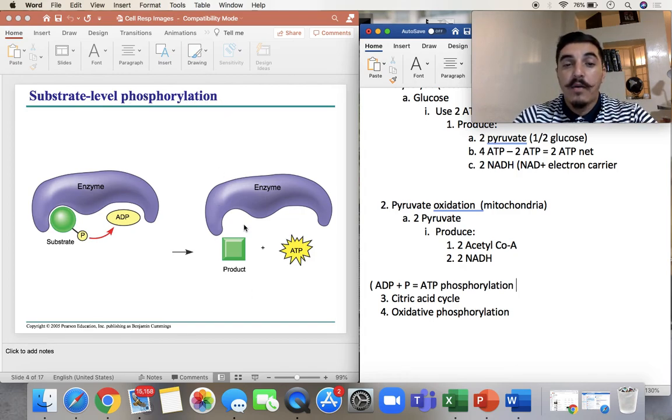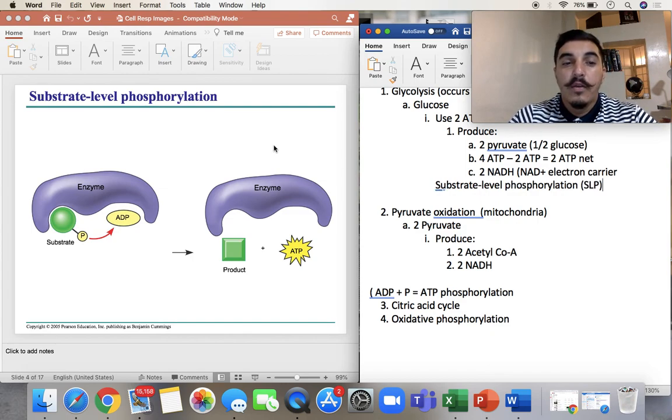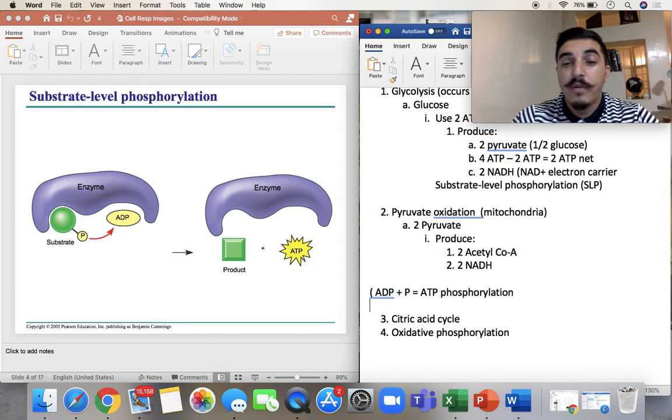There are different types of phosphorylation, and the one we did in glycolysis is called substrate level phosphorylation, or SLP, in case we use it more. So what does that mean? Look at this image on the left. We have our substrate that brings the P and adds it to the ADP. Now that substrate, or that product, leaves, and we have some ATP, energy ready to be used. So we needed that P. That's how we make that ATP. Substrate level phosphorylation is so far how we're making ATP. In pyruvate oxidation, we didn't make ATP, so we don't need any phosphorylation. I just wanted to add it there before I move on about ATP.